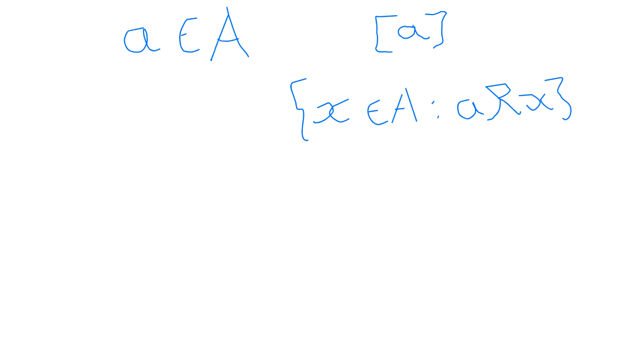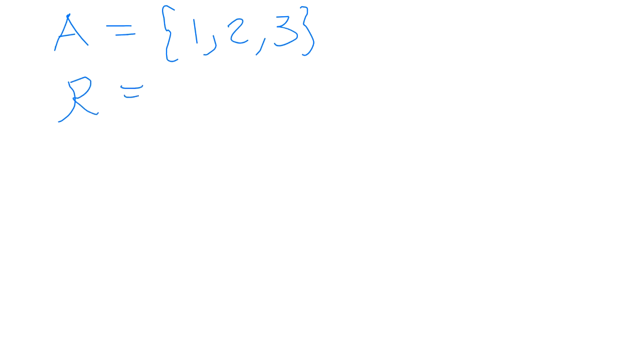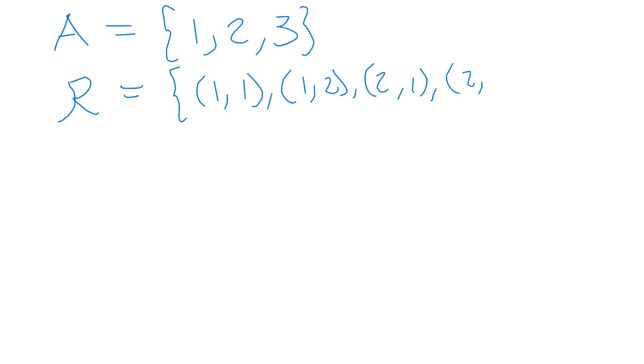Let's say we have the set A again, containing 1, 2, and 3. And let's create a relation like we did last time, but like Anthony did. Our relation contains (1,1), (1,2), (2,1), (2,2). But let's also include one more, (3,3).